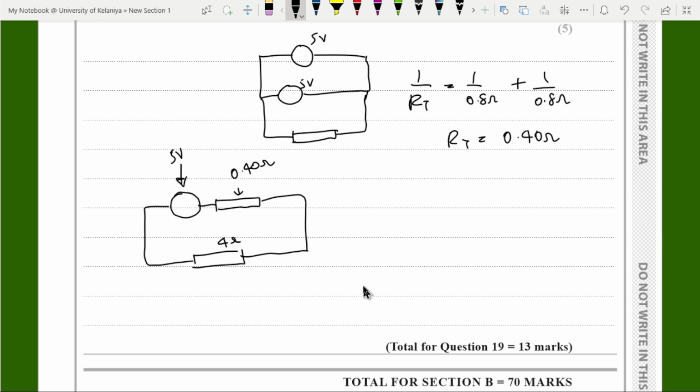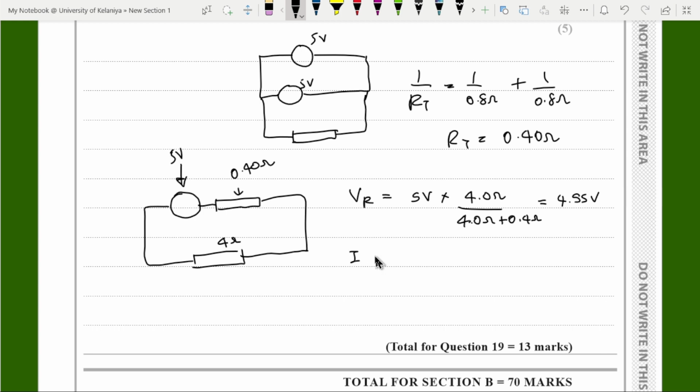Now by using the voltage divider method, we need to find the voltage across the resistor. I will call it V_R. V_R is equal to 5 volts times, using the voltage divider method, 4.0 ohms over 4.0 plus 0.4 ohms. If you simplify this, what you will get is 4.55 volts.